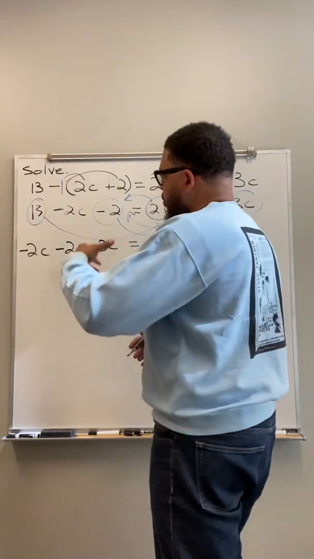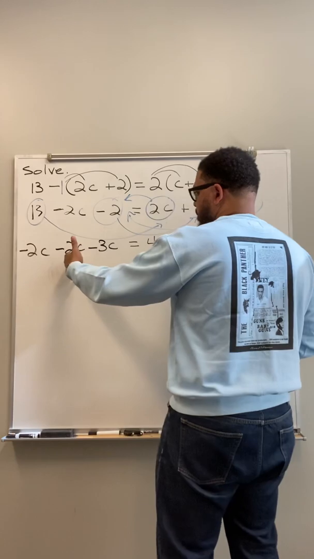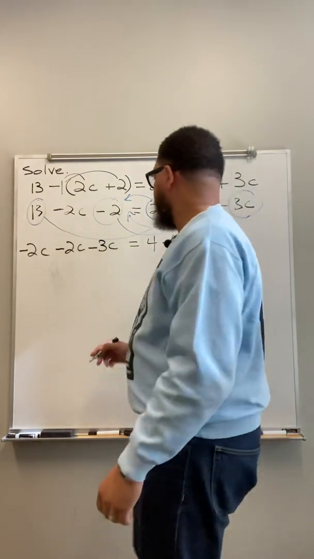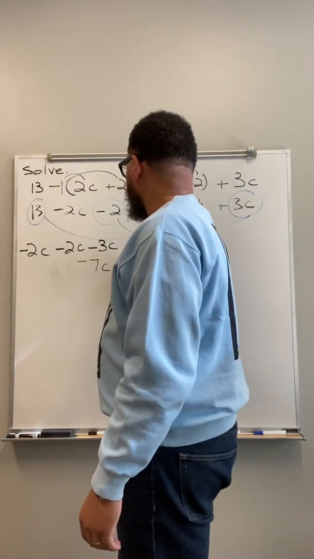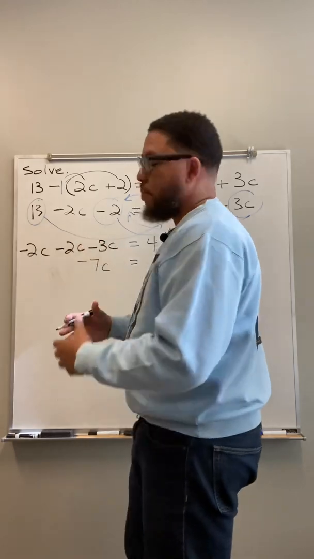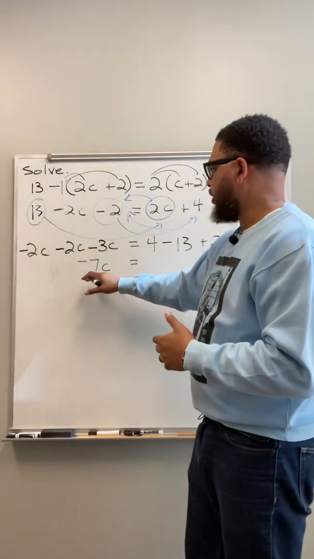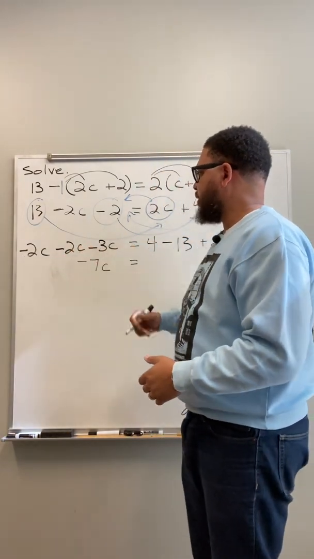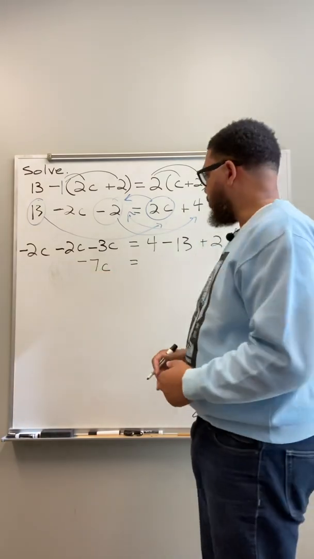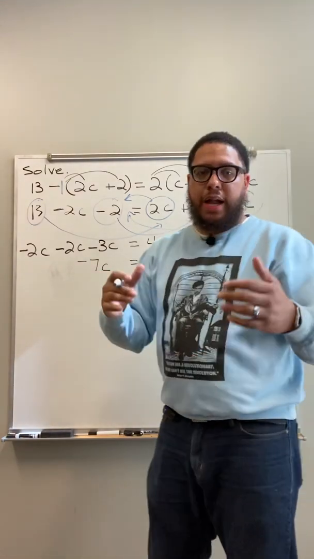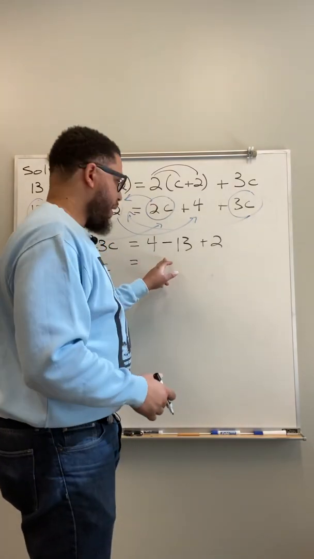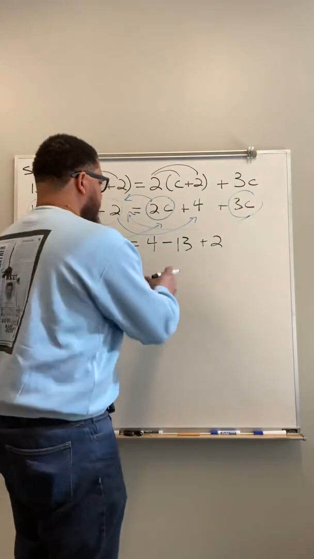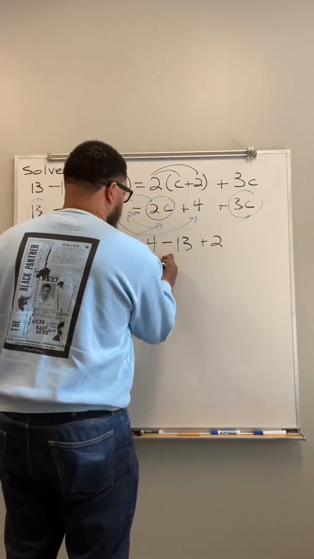All right. So now I do -2 minus 2, which is -4, minus 3, which is -7. So now I have -7c. So all three of these terms combined together result in just -7c. That's how many c's it is. -2 c's, minus 2 more c's, minus 3 c's gives us -7c, right? Now on the right-hand side, I got to do 4 minus 13 plus 2. So 4 minus 13 is going to give me -9. And then -9 plus 2 is going to give me -7.